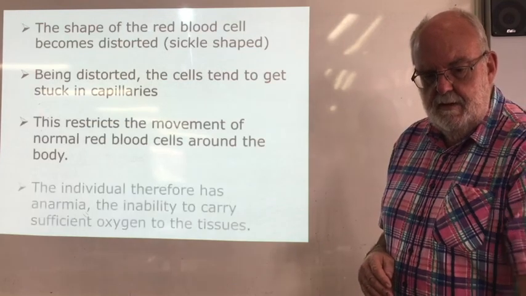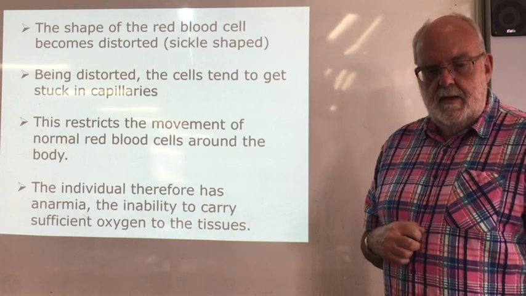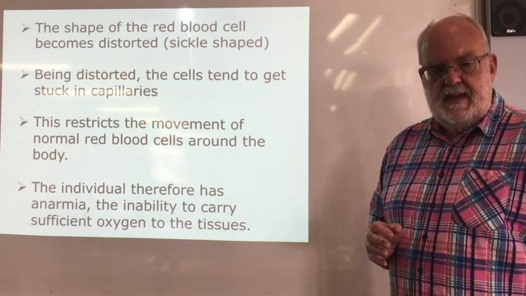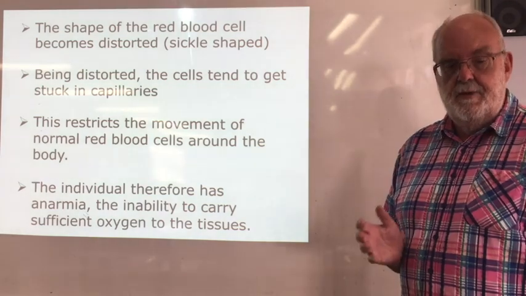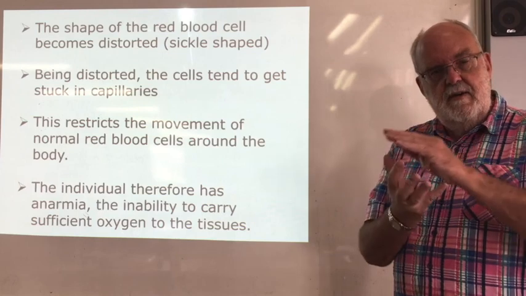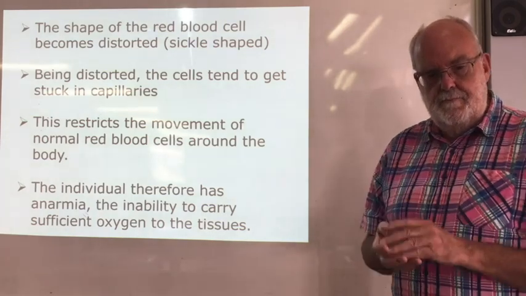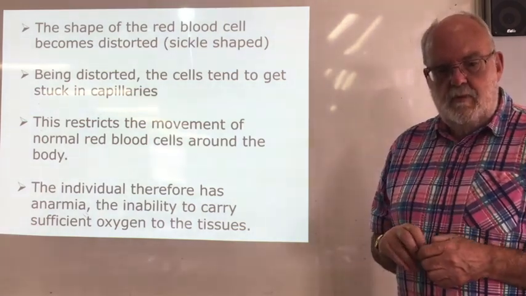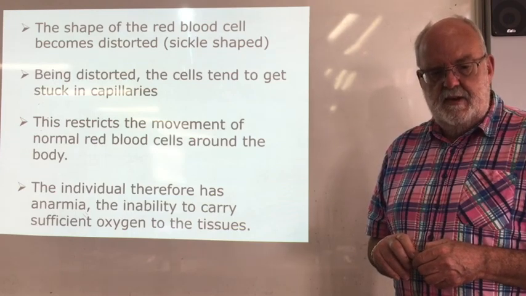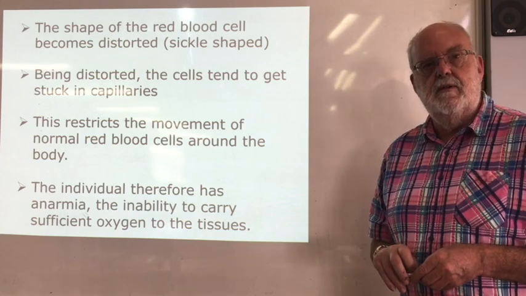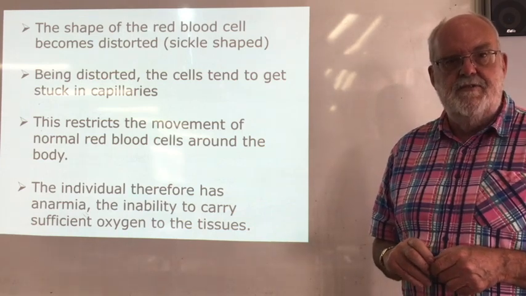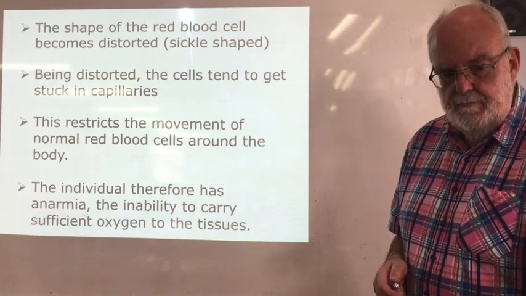And those are some of the problems. The red blood cell becomes distorted, sickle-shaped, gets stuck in capillaries, so it can lead to blood clots, because remember, a red blood cell is normally very pliable, it's flexible. Normal red blood cells don't move around the body as fast as they should do, and so the person who has sickle cell is anemic and is unable to carry sufficient oxygen to the tissues.